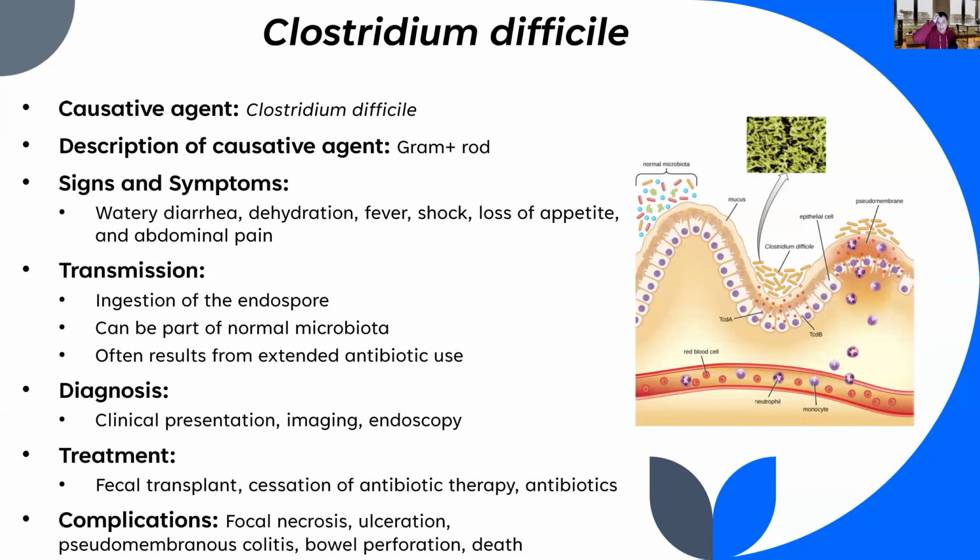Now, this is a potentially fatal infection. You might end up with focal necrosis, ulceration of the intestine, pseudomembranous colitis, bowel perforation, and eventually death. So this is something that needs to be treated very, very quickly, mostly because the C. diff can produce a couple of different toxins that can be highly damaging to the gut.